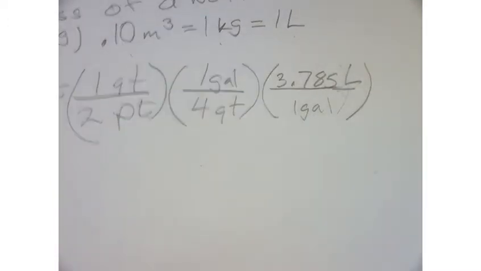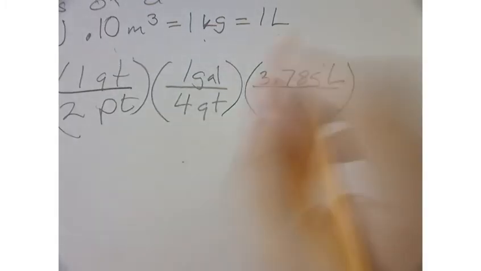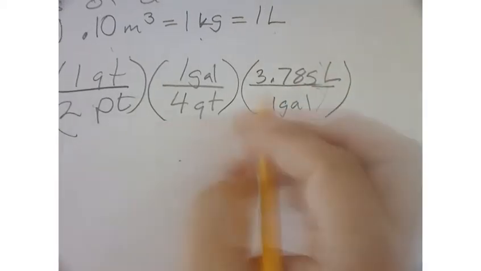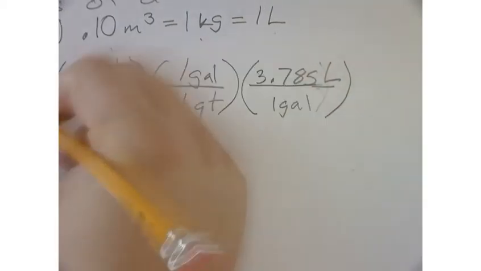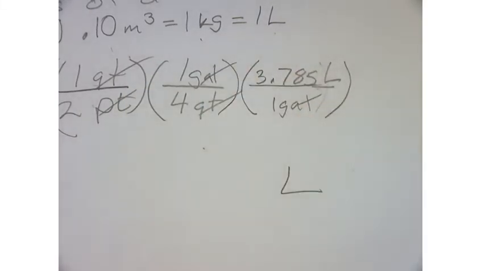What's the last thing to do? Multiply. By what? We multiply the top and divide by the bottom. Yeah, but that gives us liters. Does that give us kilograms? Well, 0.10 meters cubed equals 1 kilogram, which equals 1 liter. So anyways, let's see what we have. We have 1 times 1 times 1. So this cancels, this cancels, this cancels. Our answer will be in liters, right?